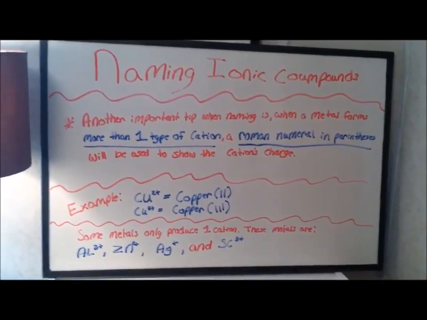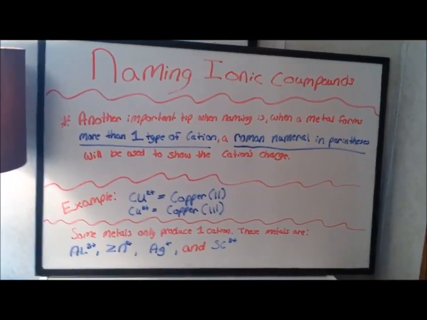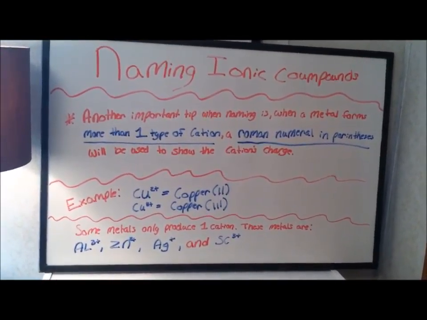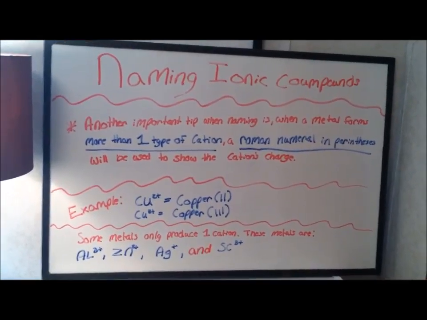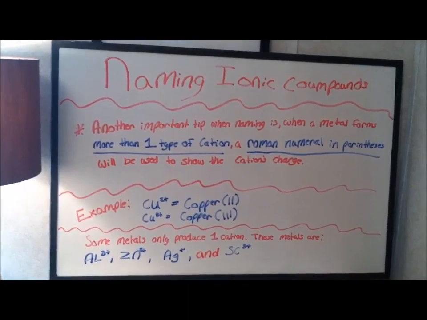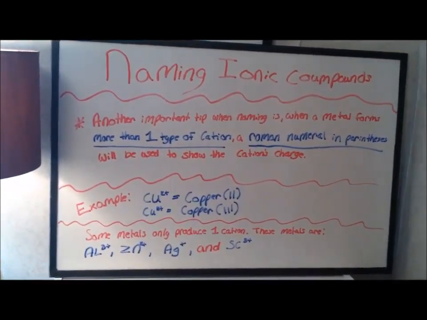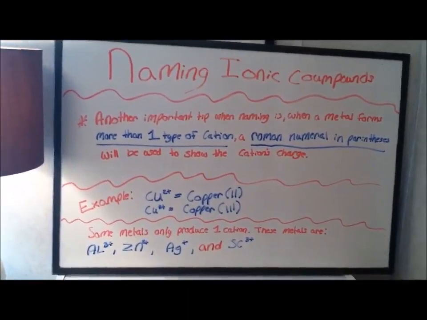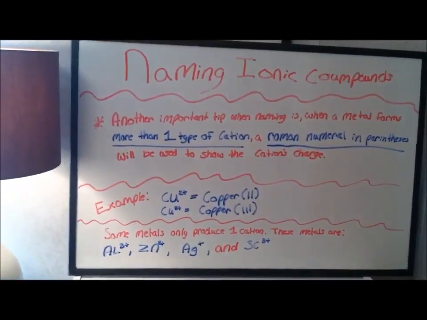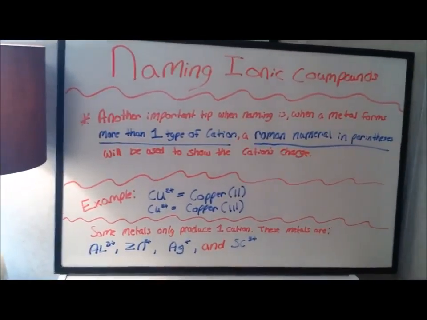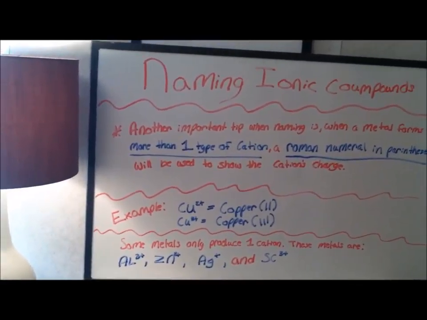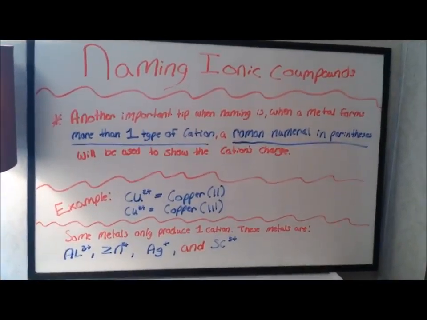Another important tip when naming is when a metal forms more than one type of cation, a Roman numeral in parentheses will be used to show the cation's charge. For example, copper 2+ is copper (II), and copper 3+ is copper (III). Some metals only produce one cation. These metals are Al³⁺, Zn²⁺, Ag⁺, and Sc³⁺.